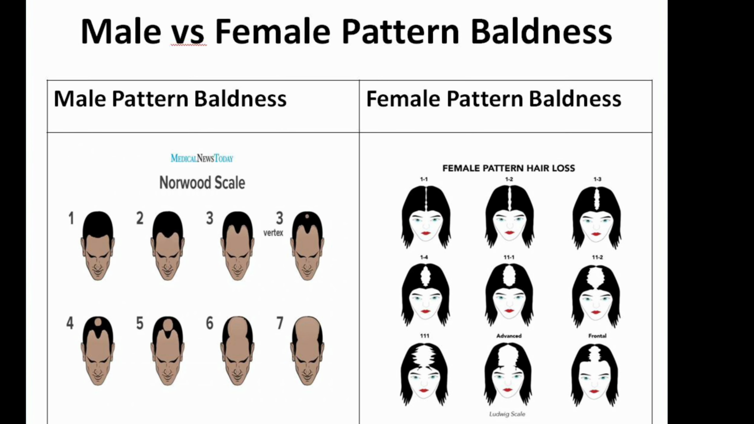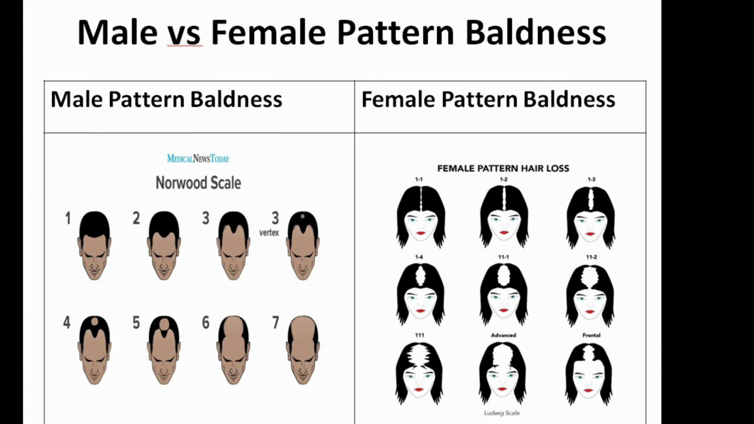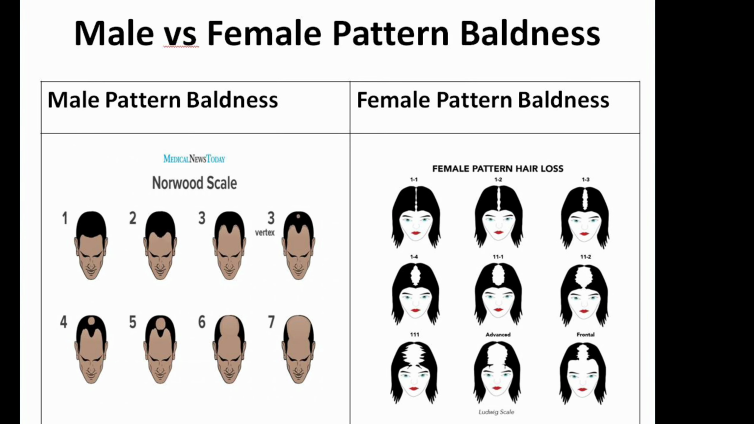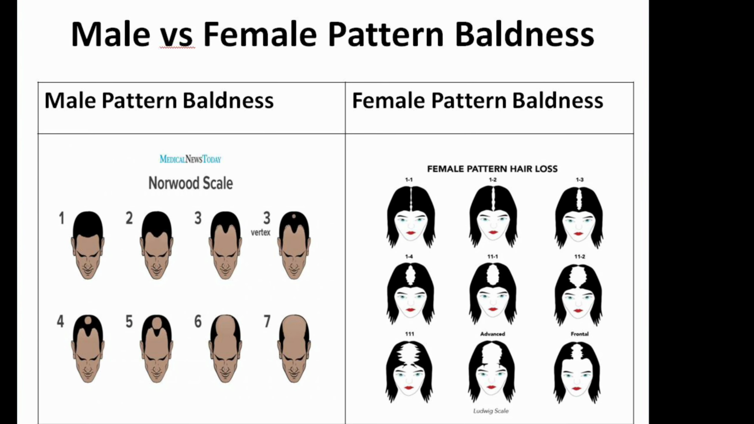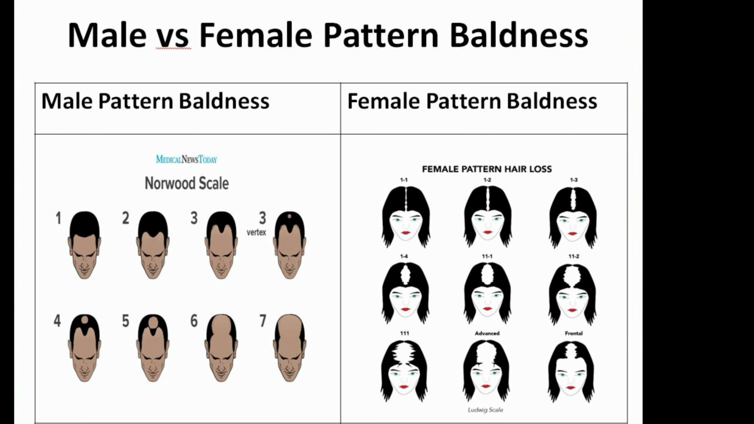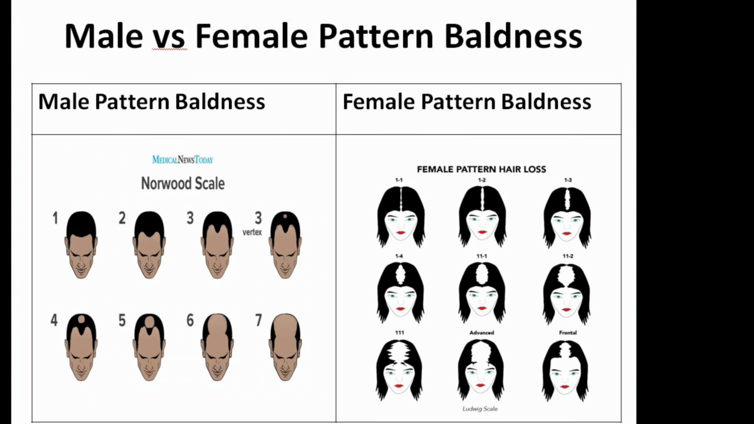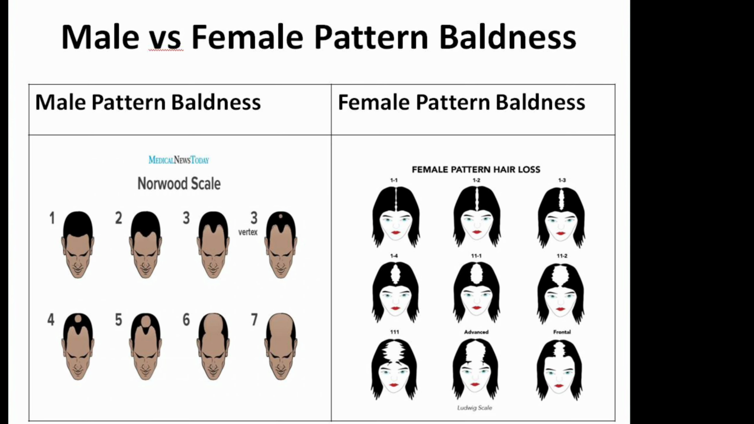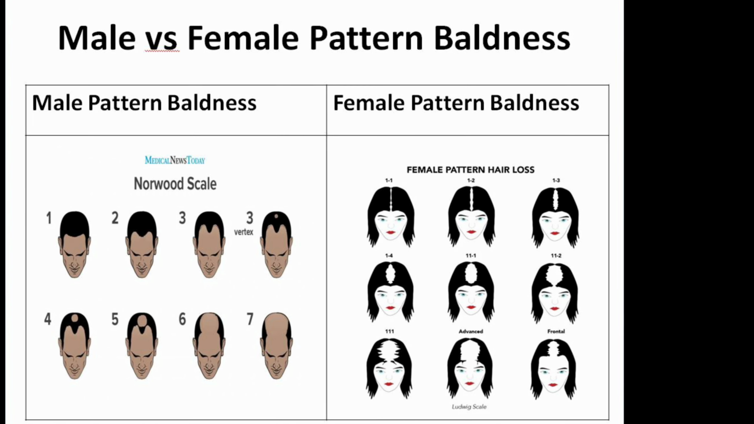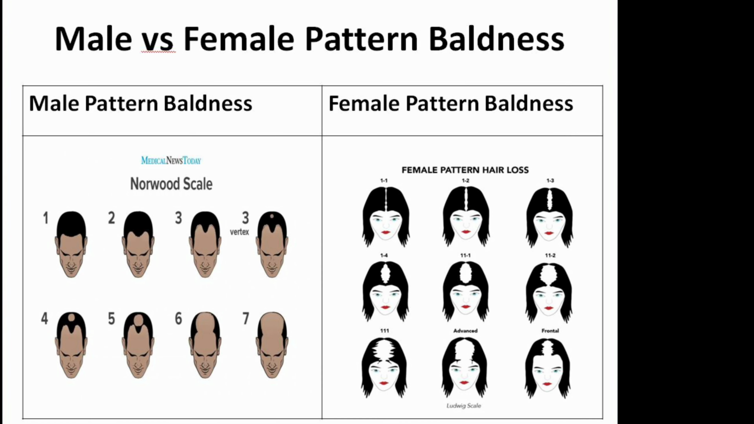In female pattern baldness, the hair recedes outward starting from the middle top of the head. Although the pattern of the hair loss is different between both men and women, they are both caused by the genetic disorder called androgenetic alopecia.